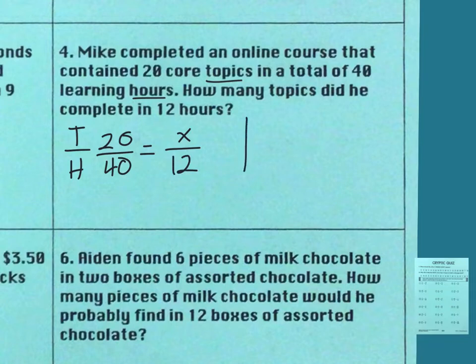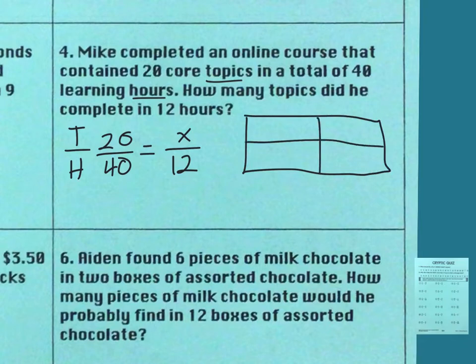Let's start with the ratio table this time. Okay, so we started out with 20 to 40. So we can simplify that by using the cake method.